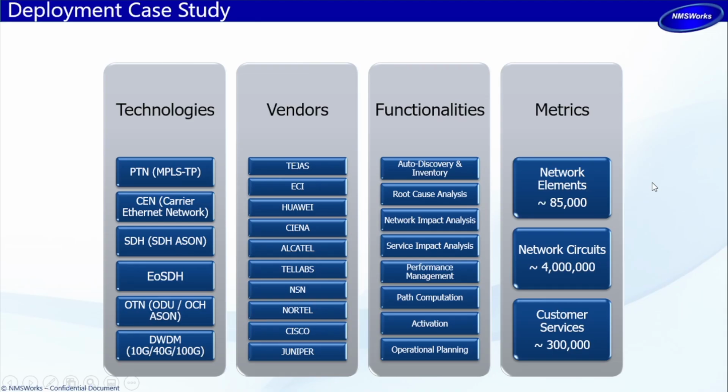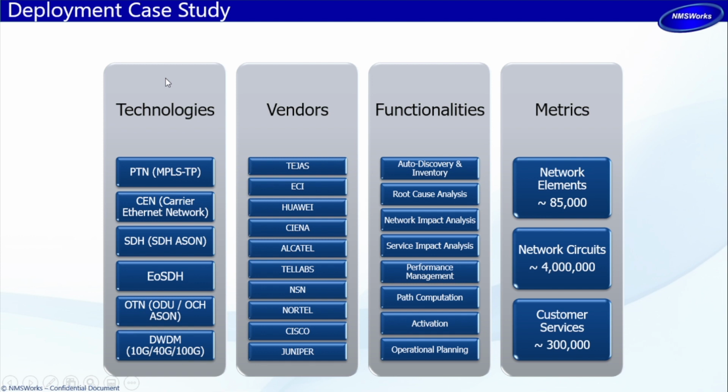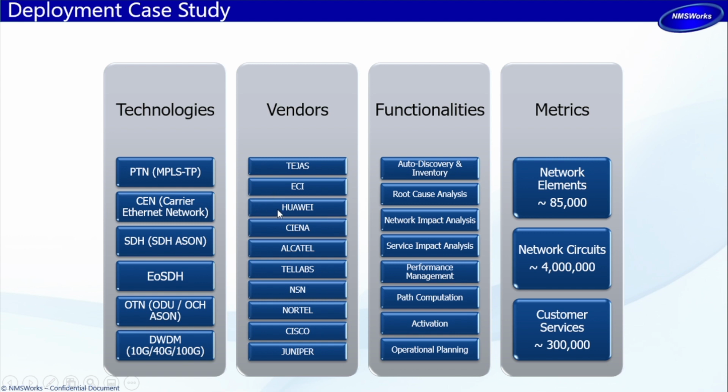This slide depicts one of the deployment case studies where the inventory and the service assurance functionalities of the application have been taken. The various technologies that are covered in this deployment are PTN, MPLS-TP, Carrier Ethernet, SDH, EoSDH, OTN, and in OTN there is both ODU or electrical layer and OCH or optical layer, and in DWDM there are 10G, 40G, 100G and 200G wavelengths. So these are all the various vendors that are covered across these various technologies: Tejas, ECI, Huawei on the SDH front, and Huawei, Ciena, Alcatel, Tellabs on WDM and OTN, and Cisco, Juniper on the IP/MPLS and Carrier Ethernet along with Alcatel.